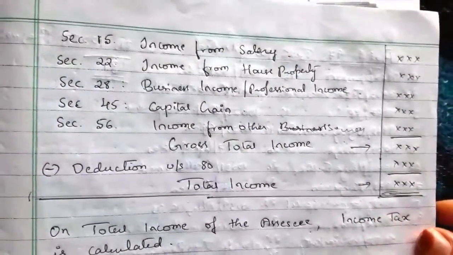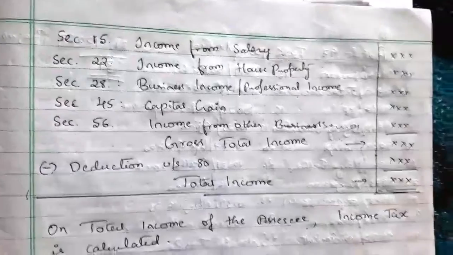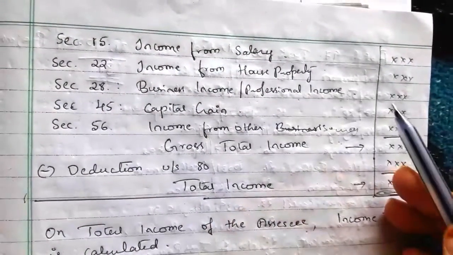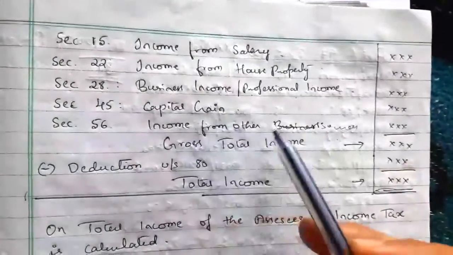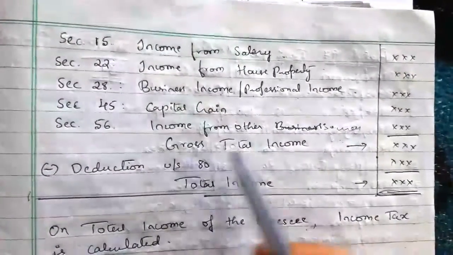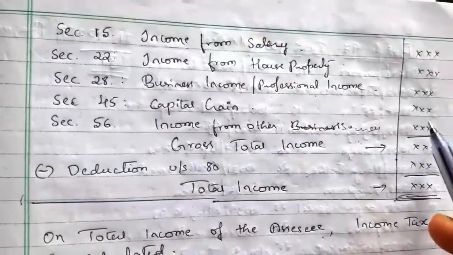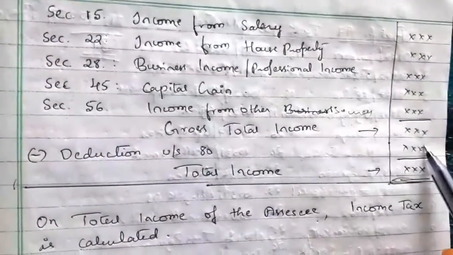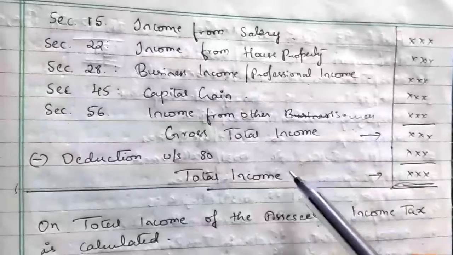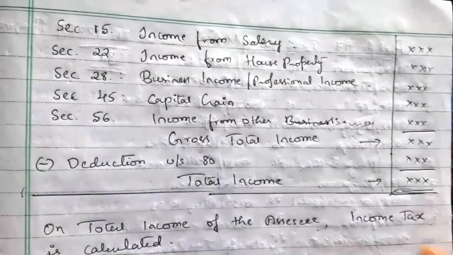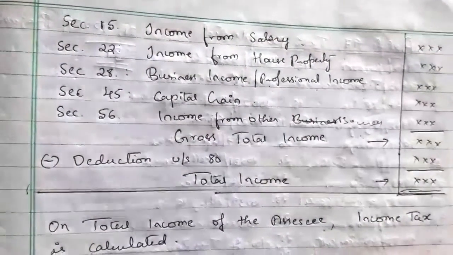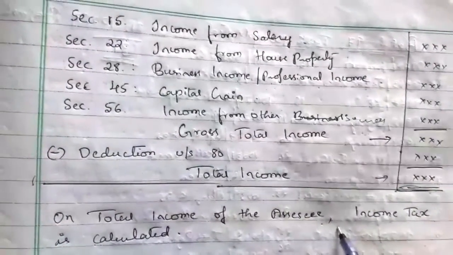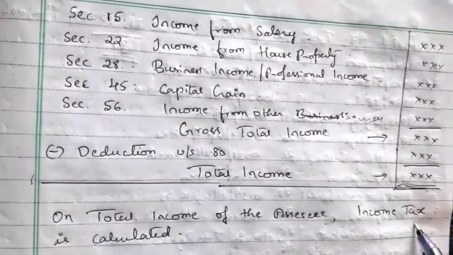Namely, section 15 income from salary, section 22 income from house property, section 28 business income or professional income, section 45 capital gain, and section 56 income from other sources. After adding these 5 heads of income, we get the gross total income. From that, if you deduct deductions under section 80, we will get the total income. On this total income, the income tax will be calculated.